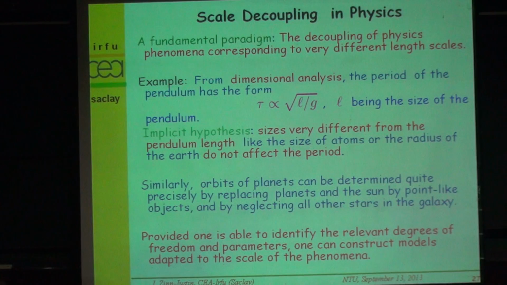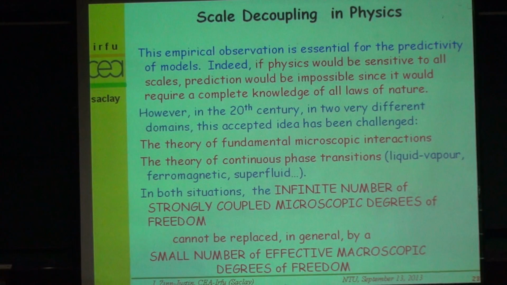And in the same way, when we calculate the orbits of planets using Newton's law, we can replace planets and sun by point-like objects. We can neglect the other stars of the galaxy and still we get a good answer. Okay? And therefore, it means that the next star is too far and the size of the sun is too small to be considered. Okay? So the question, and this is what you are told a little bit later, you say a very good physicist is one who is identifying the elementary degrees of freedom, and the parameters which are associated to the scale of the elements. And most of the time, it is true. Okay. Fortunately, because otherwise, it would have stopped theoretical progress in physics for several centuries. So it's essential to believe in that, at least to some point.